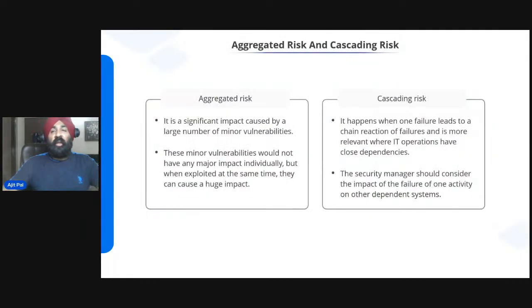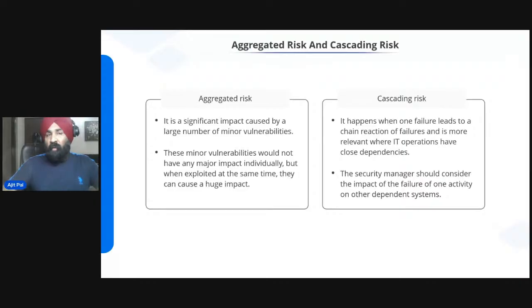Then what is aggregated risk? Aggregated risk is when risks combined together become a bigger risk. Like two people on leave, no worries, out of 10. But 5 people on leave, aggregated risk becomes very high. Cascading risk: when one failure leads to a chain reaction of failures, and it is more relevant when you are using a closely knitted product.